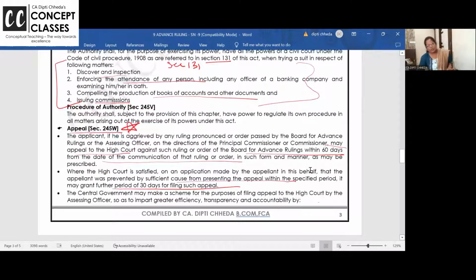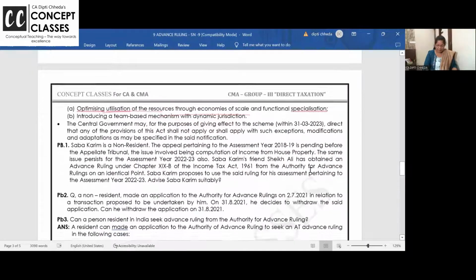Is the appeal clear to you? If the applicant, I'm by mistake somewhere using the word SSE, it's not SSE, it's applicant, because you are applying for getting a ruling. So if the applicant is feeling aggrieved, then in that case they can make an application to the High Court within 60 days from the date of the communication, and 30 days further. Okay, right. The Central Government may make a scheme, that I have told you.